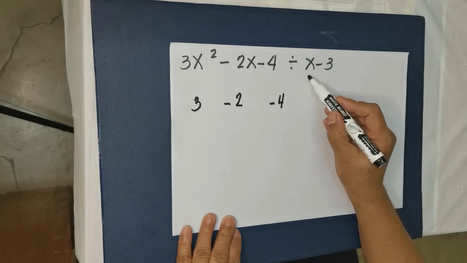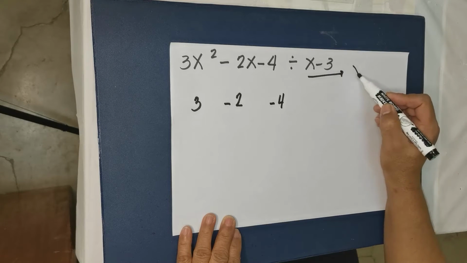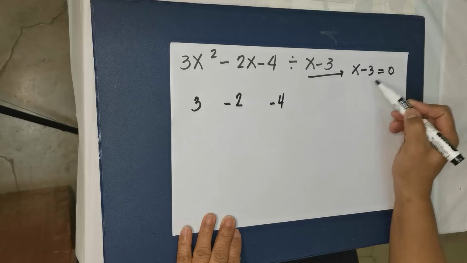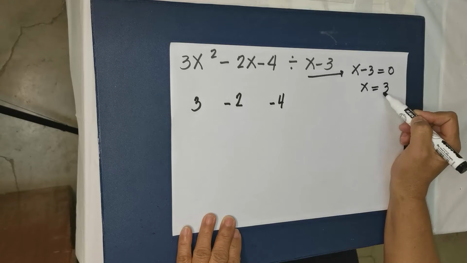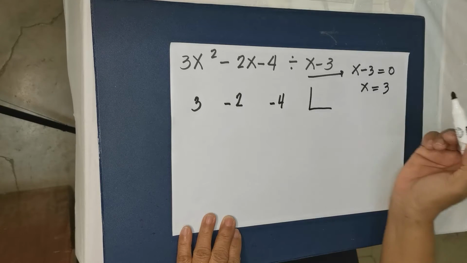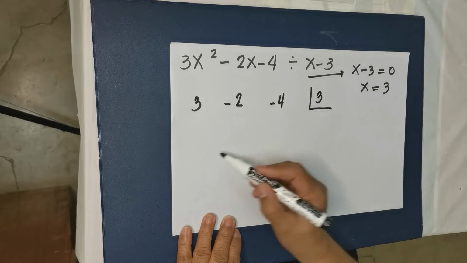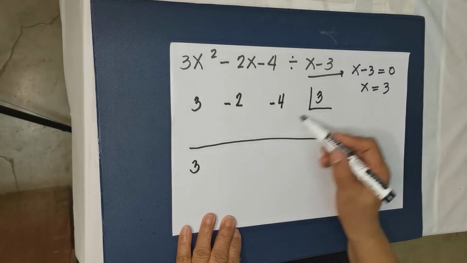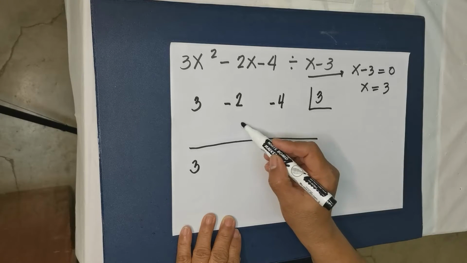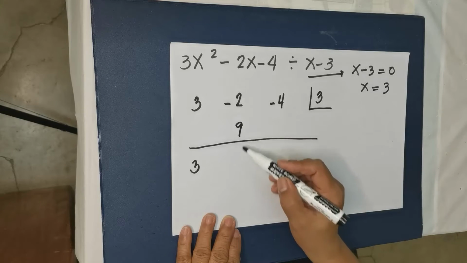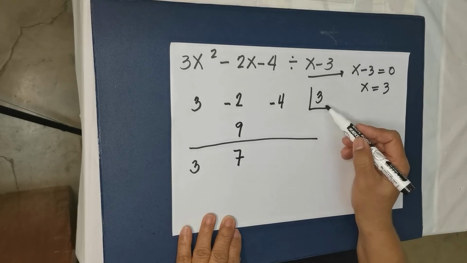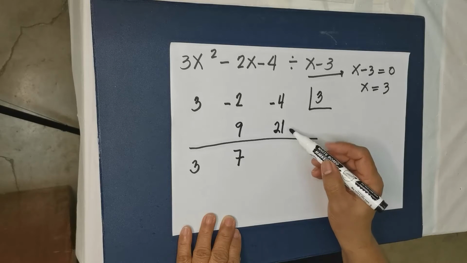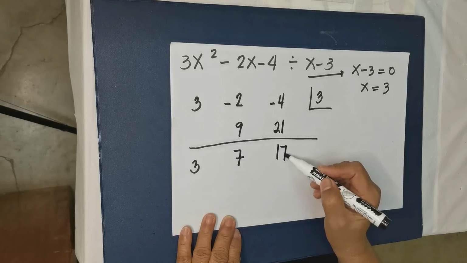And then on our divisor, we are going to find the value of our x. So x minus 3 is equal to 0. So x is equal to 3. So this would be the one that we are going to write here. Then we are going to bring down the first term, your 3. Then multiply it with your 3, so that is your 9. Negative 2 plus 9 is 7. And 7 times 3 is positive 21. Negative 4 plus 21 is positive 17.